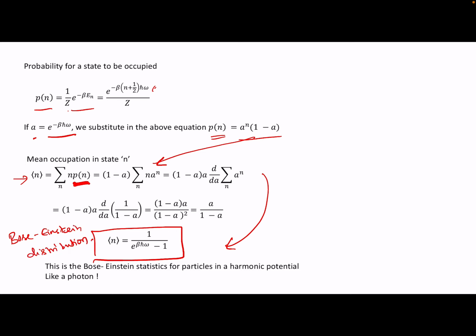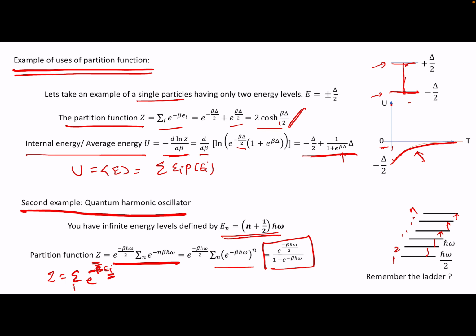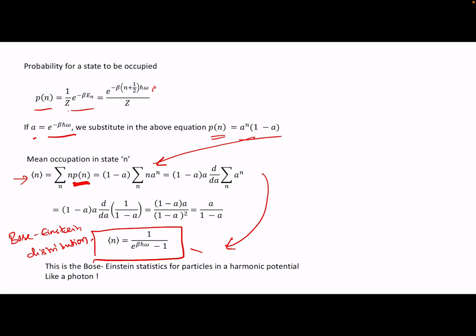What we mean is, if I have a harmonic oscillator with energy levels distributed like this, the mean number of particles in a harmonic potential at any of the energy levels is given by this formula. You can see that it is slightly different from the exponentially decaying distribution that we have for any classical particle. If we have a particle in the quantum harmonic potential, then the mean occupancy has this particular term. This is called the Bose-Einstein distribution.